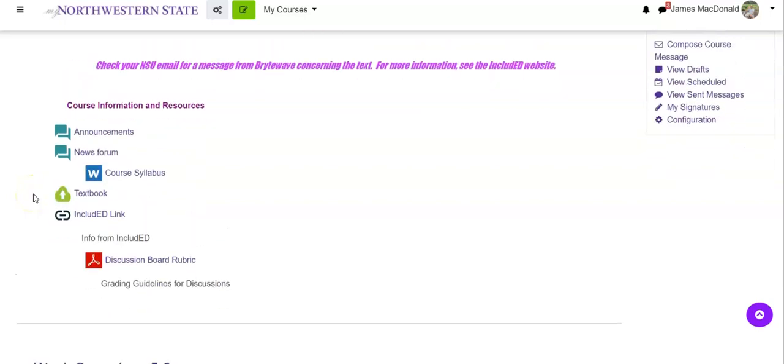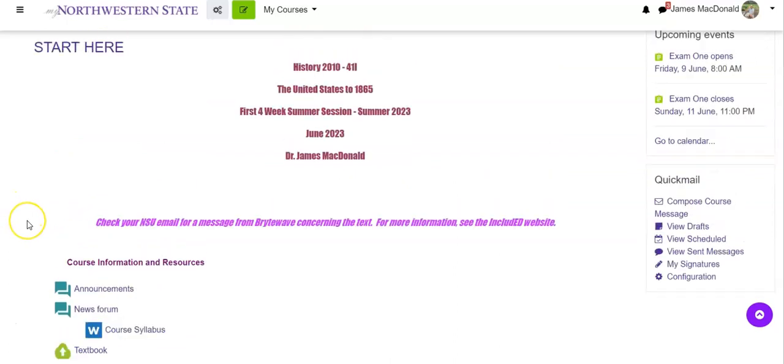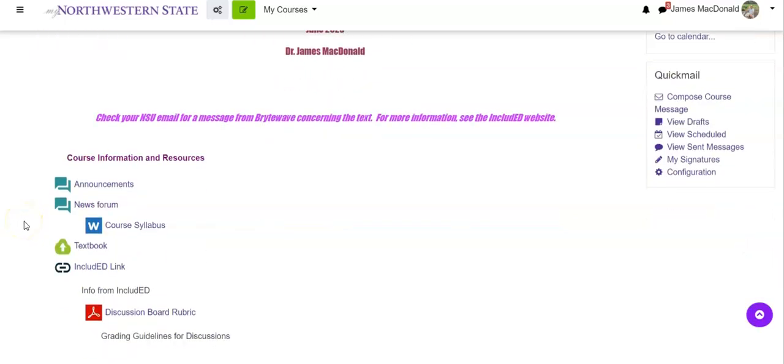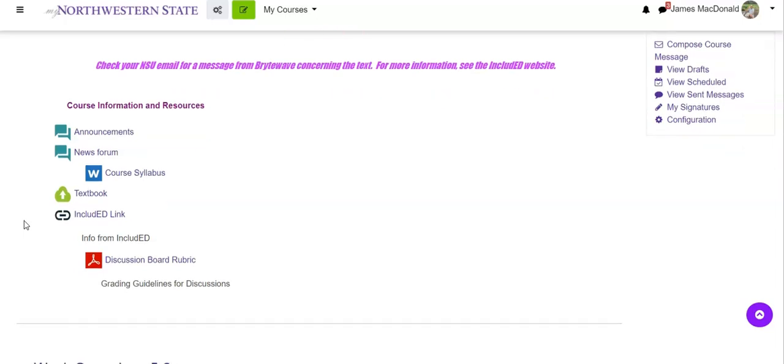We have, of course, the textbook link that should be up and running. You can click on that and it will require you to log in through Norton. That's the publisher of our textbook. So most of you are familiar with that process with Include Ed now. So make sure you do that because the book is required for the class.